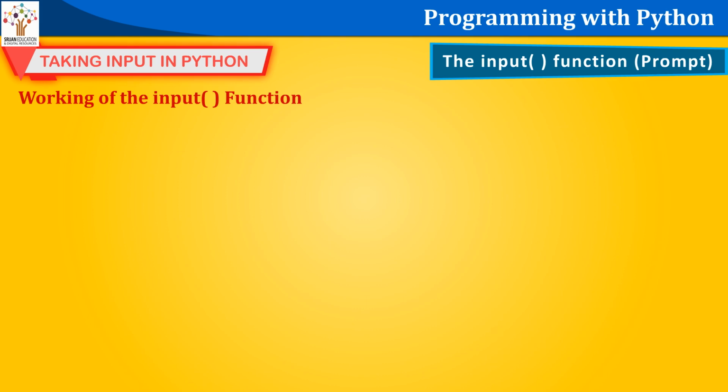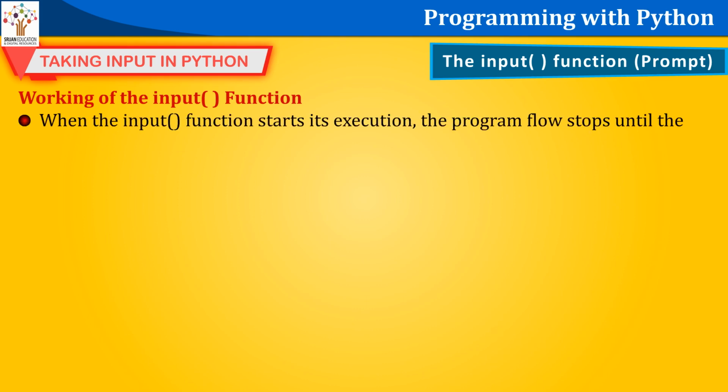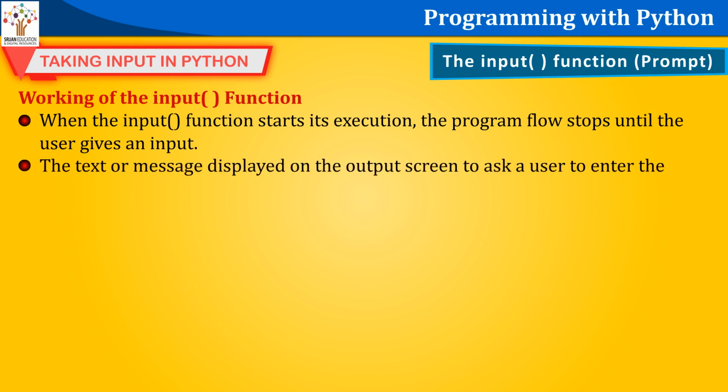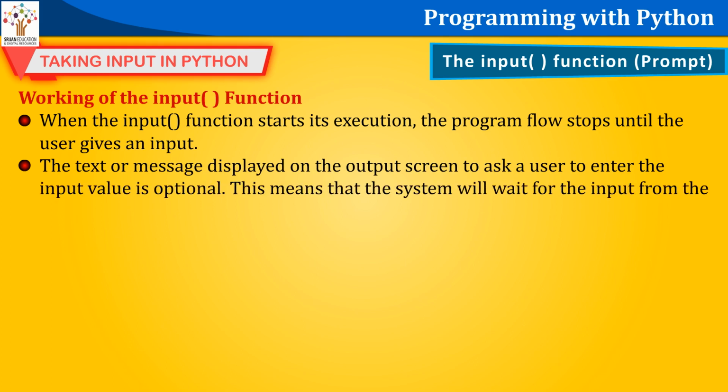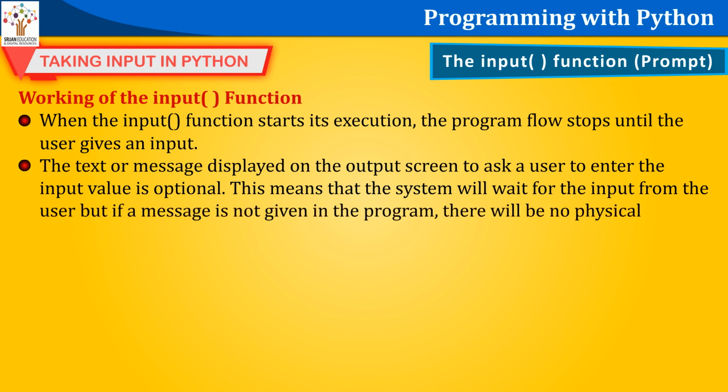Output. Working of the input function. When the input function starts its execution, the program flow stops until the user gives an input. The text or message displayed on the output screen to ask a user to enter the input value is optional. This means that the system will wait for the input from the user, but if a message is not given in the program, there will be no physical indication of what is being expected from the user.